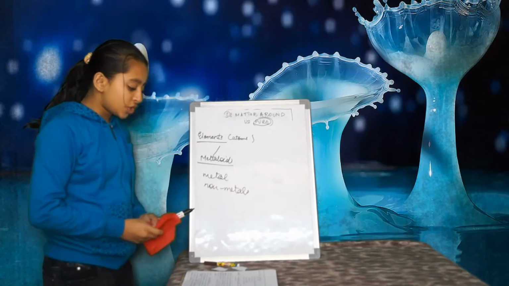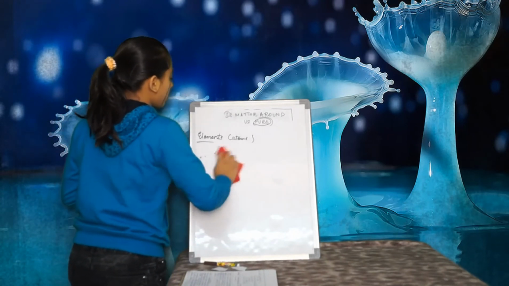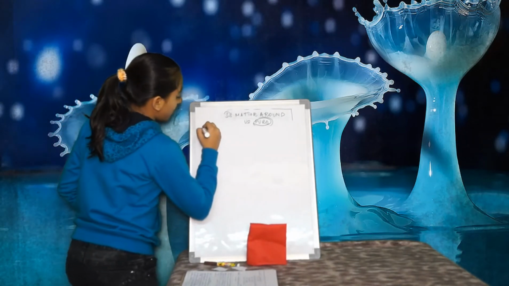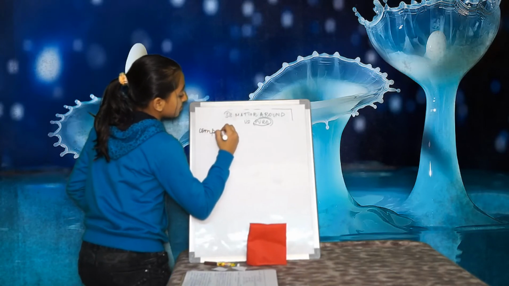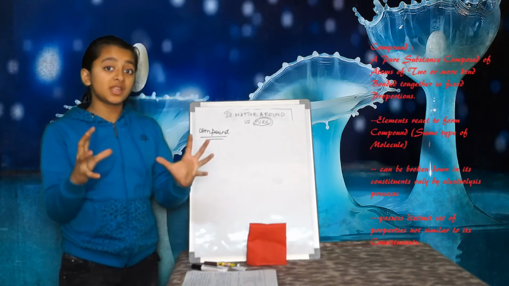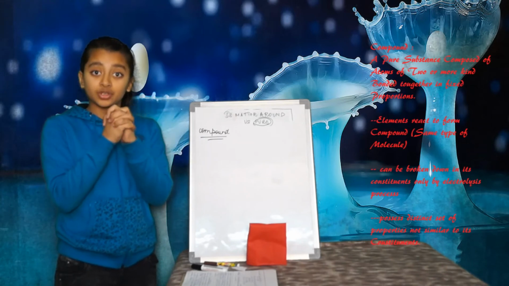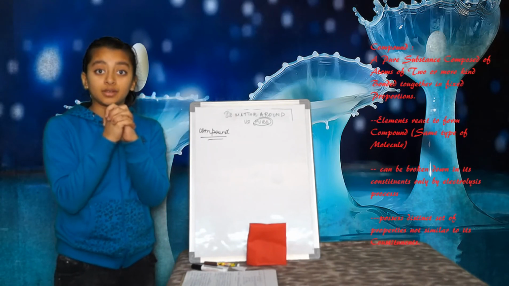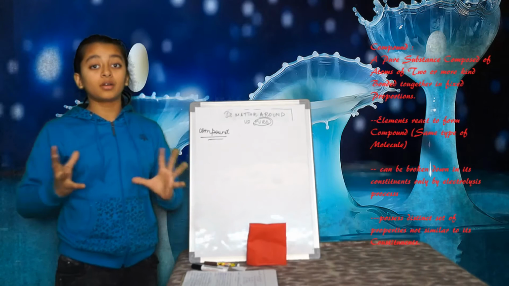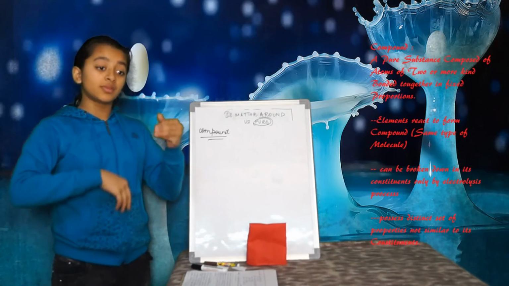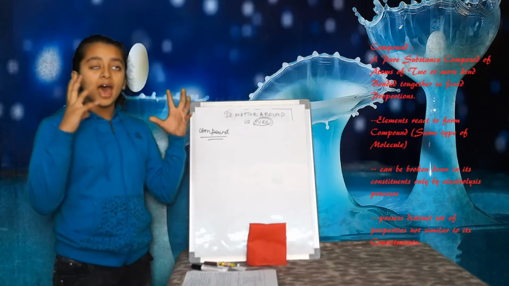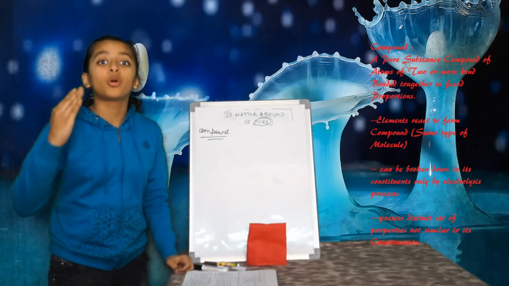So let's go on to compounds. We are on the second type of pure substance, that is a compound. A compound is a pure substance that is made by two or more atoms chemically bonded together. They are called pure substances because they are chemically combined, and they show different properties from their constituents, the particles from which they are combined. And whenever you count them, you will count them as one molecule.